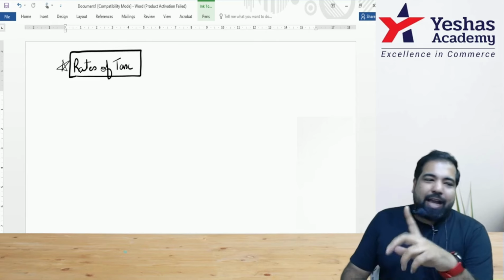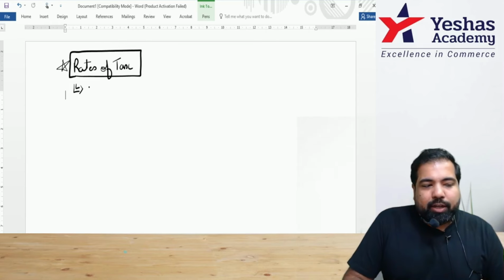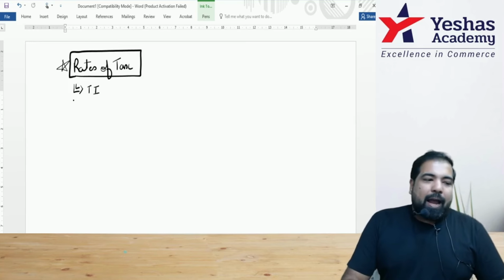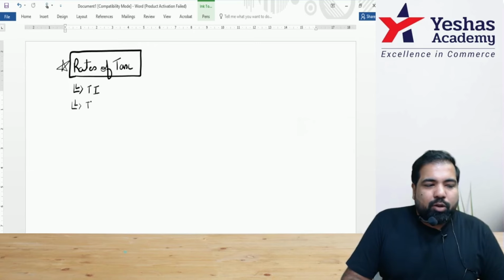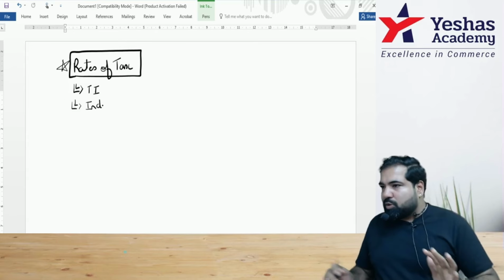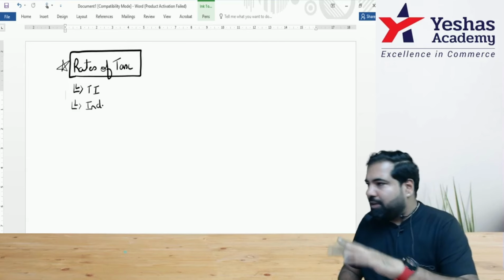But guys, rates of tax only works on a concept of total income. Which income do we need? And mainly in your exam, it will be total income and rates of tax of which person? Individual. So while we do others also, we'll focus on individual more.